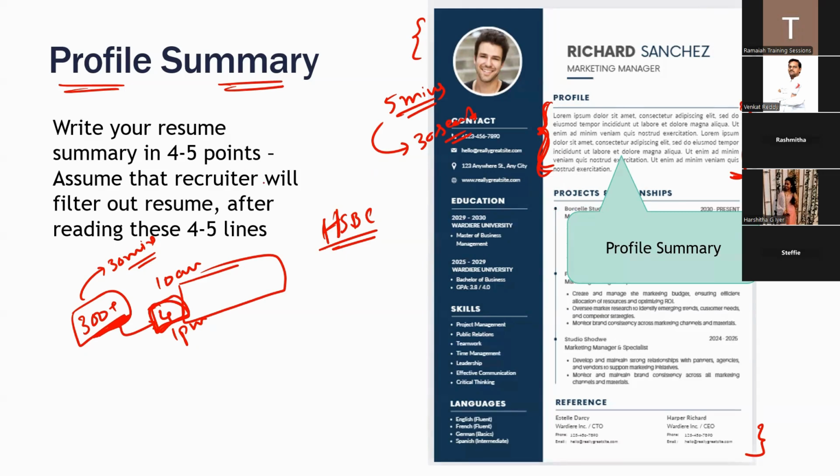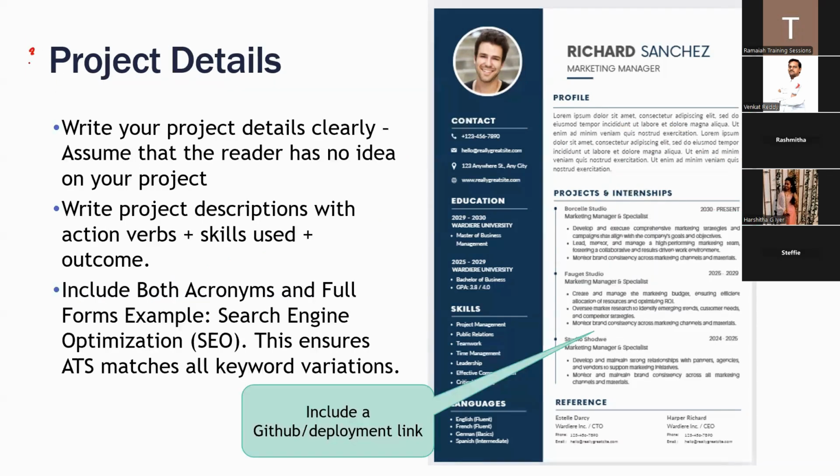Especially this is not from the ATS point of view. This is from the regular hiring point of view. From the ATS point of view, you may want to highlight the skills and the tools in that profile summary. So that is the second point. Always include a profile summary. The third point looks like a very simple point, but this has a very huge impact.